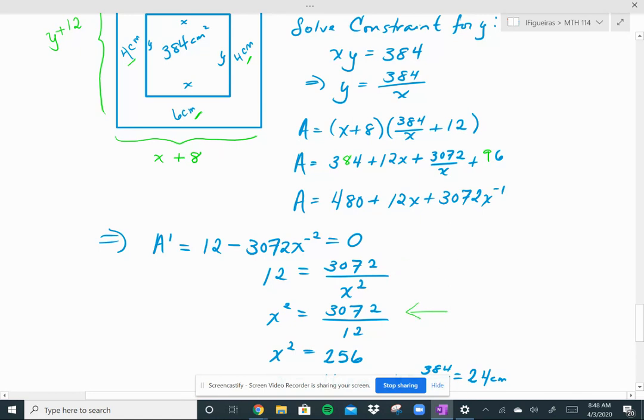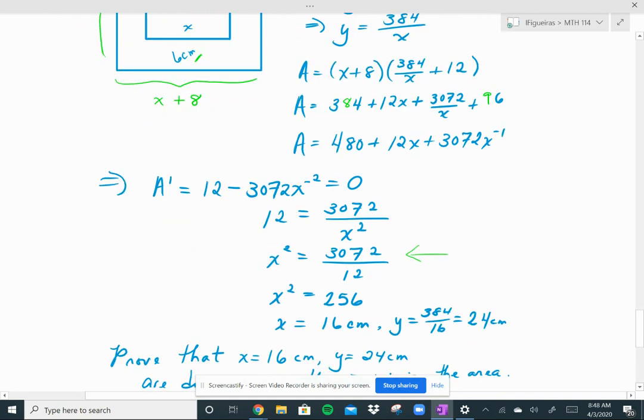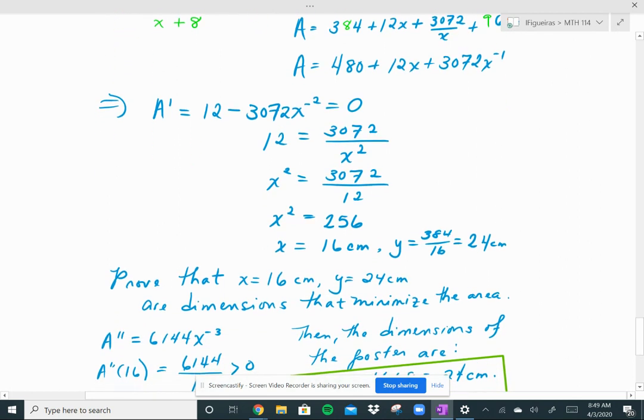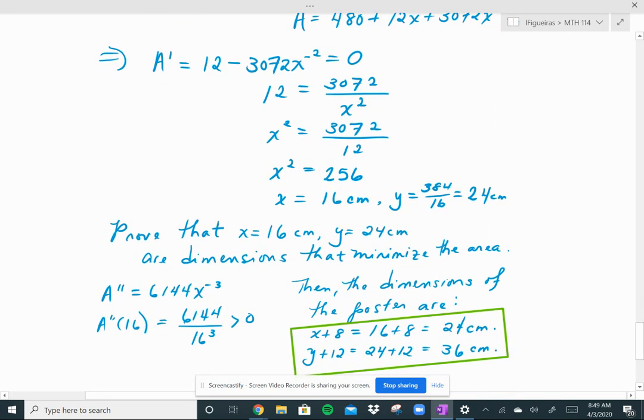12 goes into 3072 256 times. That's a perfect square. When you take the square root, that's plus or minus 16. But again, we're dealing with dimensions, so you just want x equal to 16. You substitute back into what y is equal to. Remember, y was 384 over x, so therefore y is 24. So we have our x and our y values, and now we want to prove that those dimensions will allow me to minimize the dimensions of the poster.